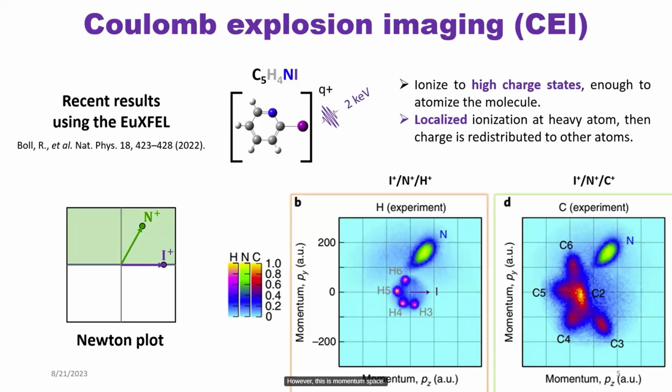However, this is momentum space, it's not real space. So this carbon, because of the Coulomb repulsion from the iodine, gets pushed back to the center. That's why you see it here. But it gives very detailed information about intermediate size molecules of around 10 atoms that we haven't been able to tackle before until now.